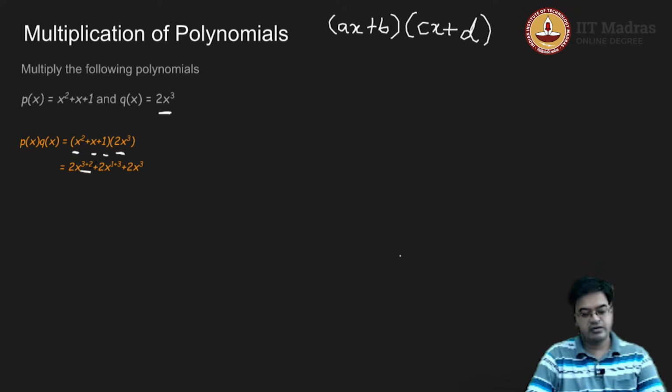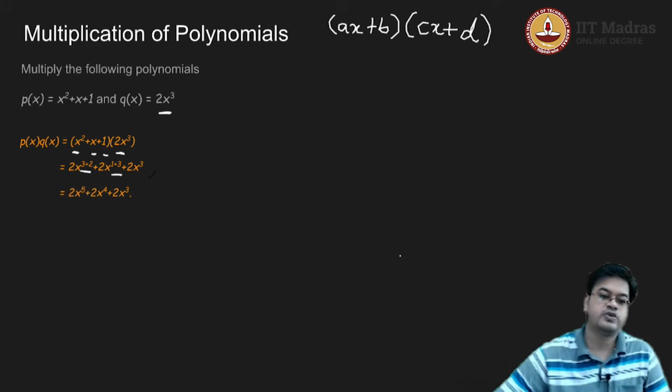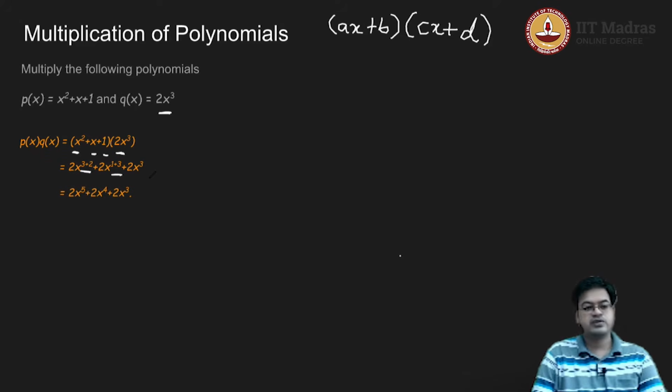So once we apply the law of exponents and add the exponents, obviously 2 was a constant coefficient of x cube which will be multiplied throughout the expression, and therefore the resultant is this, which we can simplify as 2x raised to 5 plus 2x raised to 4 plus 2x cube. This is how we will multiply a monomial.